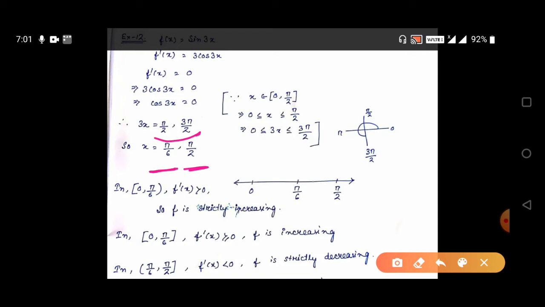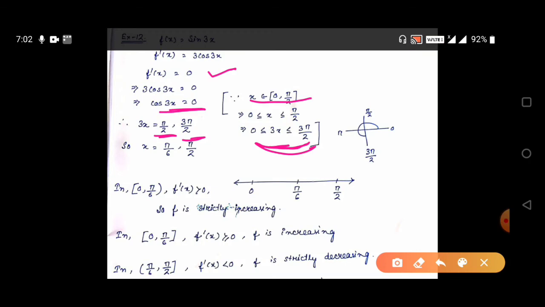First of all we have to find the derivative, then we have to write f dash x equal to 0. From here we have to find the value of x. Since we have a condition that x belongs to 0 to pi by 2, first of all we have to find where 3x is. So 3x belongs to 0 to 3 pi by 2. Now since 3x belongs to 0 to 3 pi by 2, for cos 3x equal to 0, 3x can take which values? 3x can take pi by 2 and 3 pi by 2.